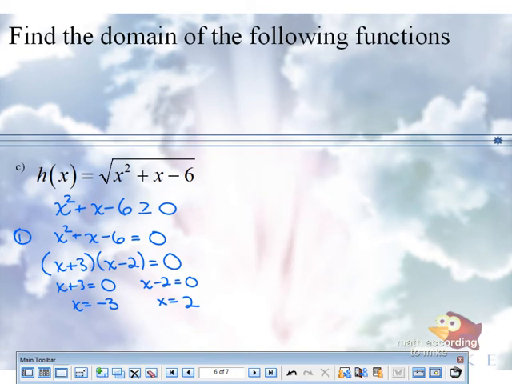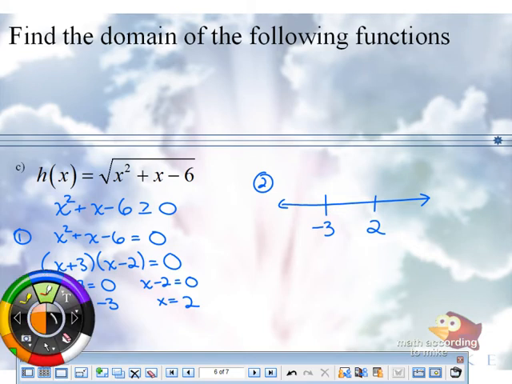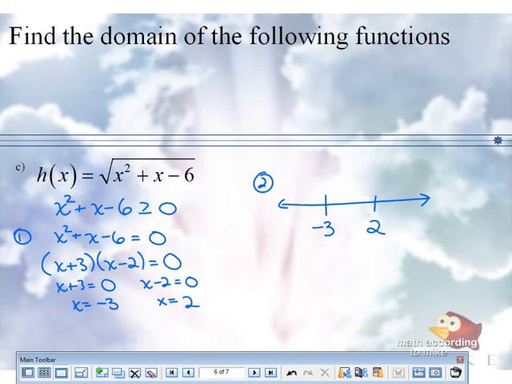Steps 2, 3, and 4 all deal with the number line. Step 2, draw a number line and separate it into sections using the numbers from step 1. So by putting those two numbers on the number line, I've created 3 sections. The first section are all numbers to the left of negative 3, smaller than negative 3. The middle section are all numbers between negative 3 and positive 2. And the last section are all numbers bigger than 2.